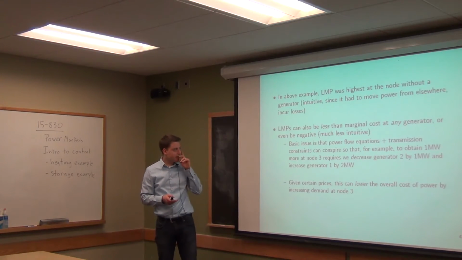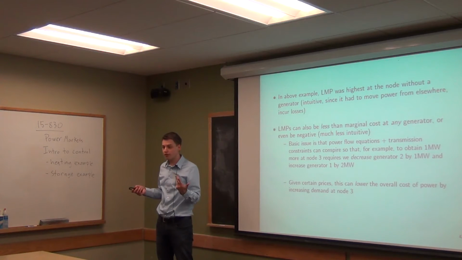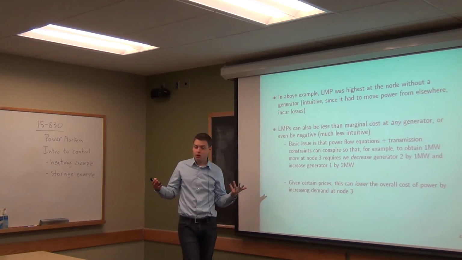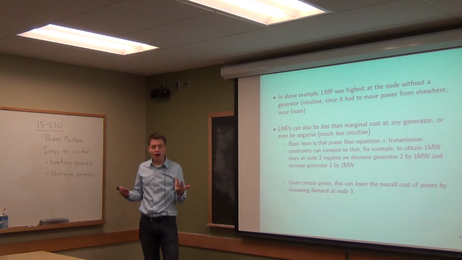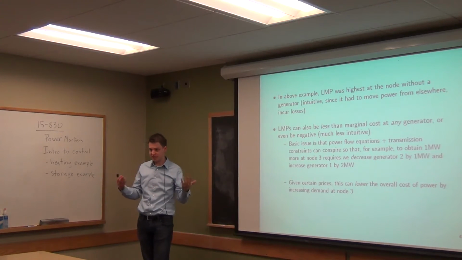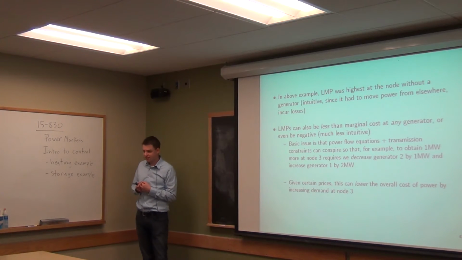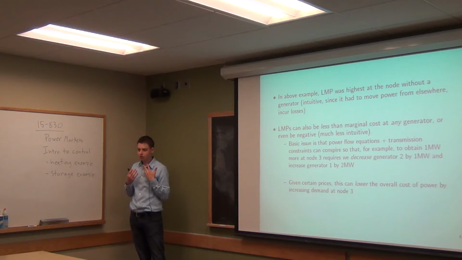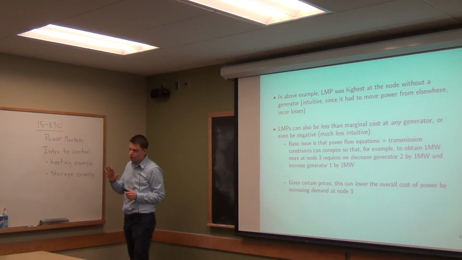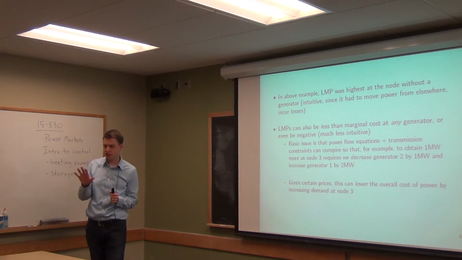And so in this case, it was intuitive, right? Because the LMP, as we expected, was highest at the node without a generator, because it needed to pump in power from elsewhere. The interesting thing is that this can actually cause some very complex issues, which we won't go into here. I just want to highlight the fact that these things do exist.